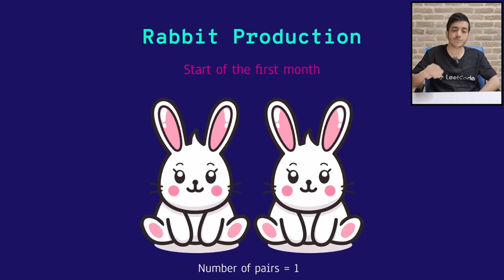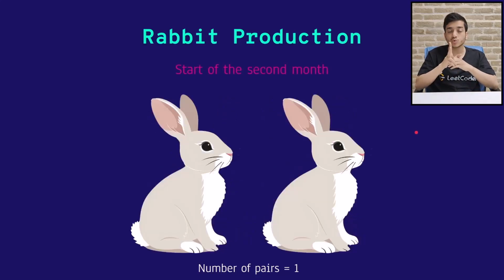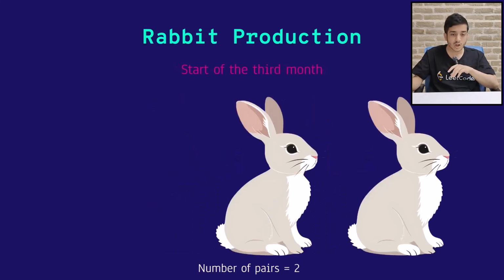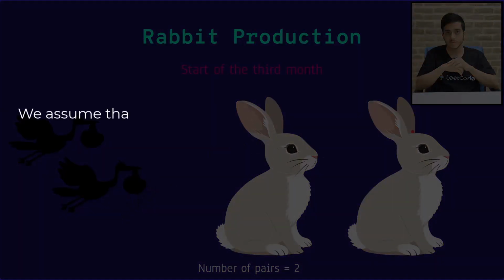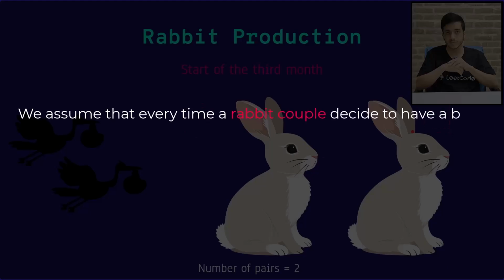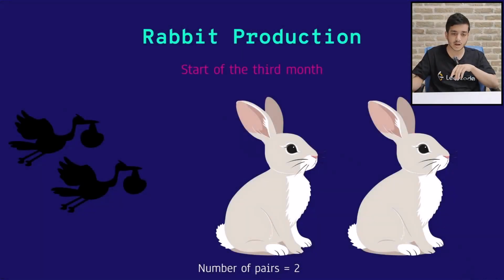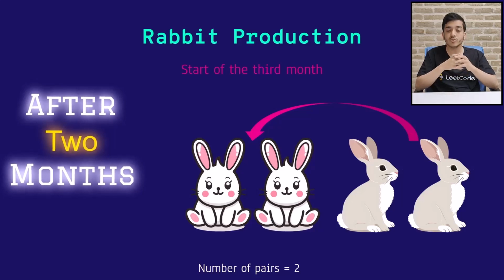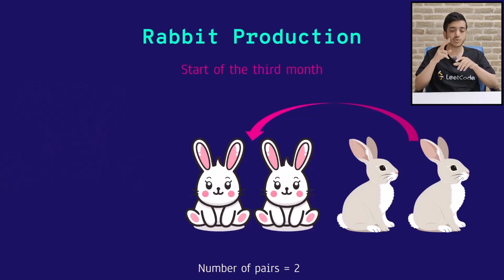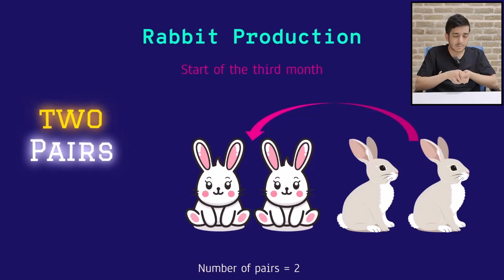Just 1. After 1 month, we have 2 adult rabbits that can mate, and the storks will find for them 2 new rabbits. So now, after the end of 2 months, at the start of the 3rd month, we have 2 adult rabbits and 2 newborn rabbits. So in total, 2 pairs of rabbits.